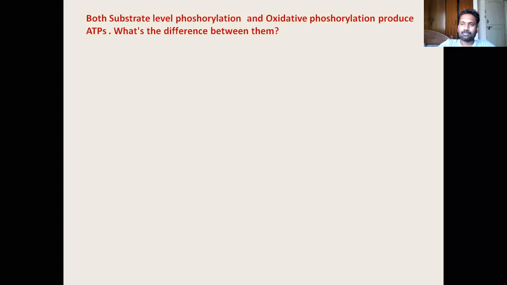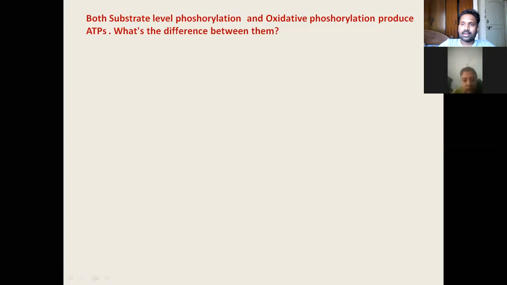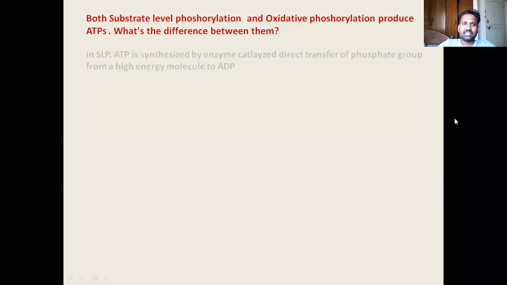What are their differences? Of course, I know you all know this because we have discussed SLP and oxidative phosphorylation at length. But quickly, to just summarize their differences, what are the points we can list? What are all the points we can list? First of all, their definition itself, right? In SLP, how is ATP synthesized?